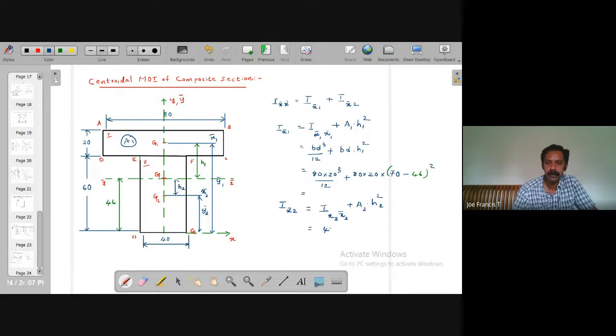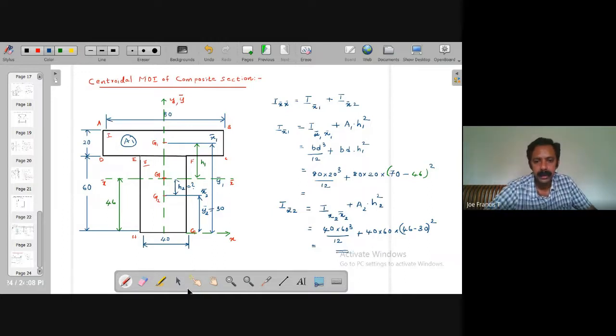B is 40 now, D is 60. 60 cube/12 plus a2 is 40 into 60. What will be h2 now? ഈ ഡിസ്റ്റൻസ്, ഈ h2 എന്തായിരിക്കും? ഈ അടിയിൽ നിന്ന് മുകളിൽ വരെ 46. ഈ y2 bar is 30. ഇവിടെ 30 ആണ്. So that will be 46 minus 30 the whole square, that is 16 ആയിരിക്കും. So you get I x bar 2.